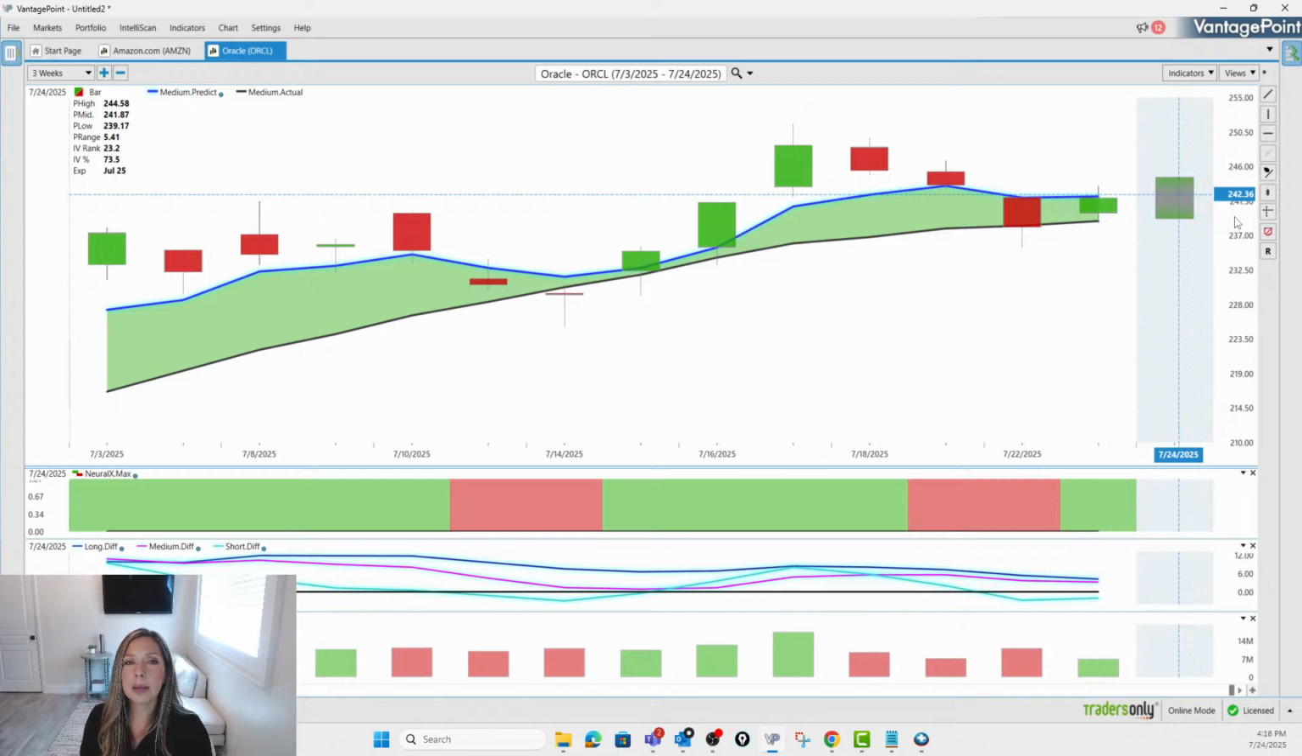So the reason I point out these points of confirmation and these trend identifying indicators is because that's what we're going to be using in our IntelliScan today. We're going to be using these 4 points of confirmation to identify trends, but we're also going to be looking for volume as well, increased volume.